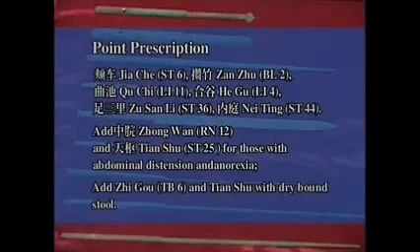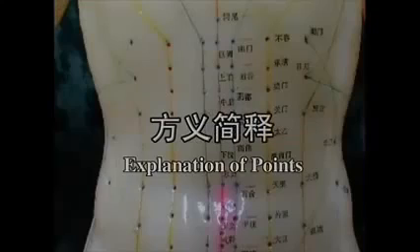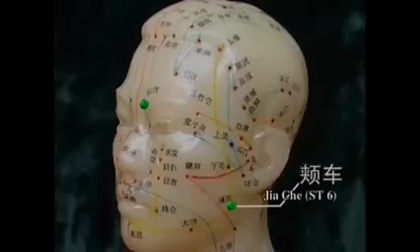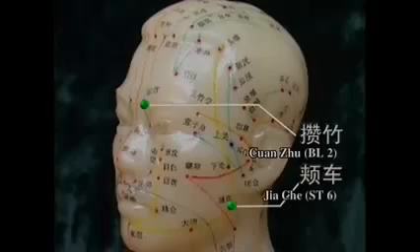Point prescription. Stomach 6, bladder 2, large intestine 11, large intestine 4, stomach 36, and stomach 44. Add Ren 12 and stomach 25 for those with abdominal distension and anorexia. Add triple burner 6 and stomach 25 for those with dry bound stool. Explanation of points. Stomach 6 and bladder 2 clear damp heat in the head and face.